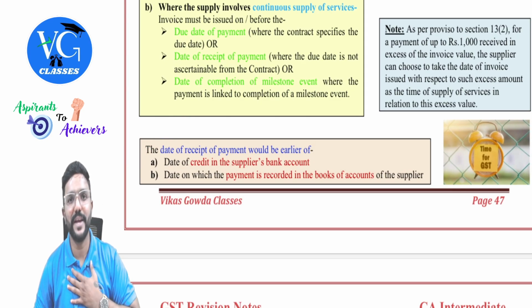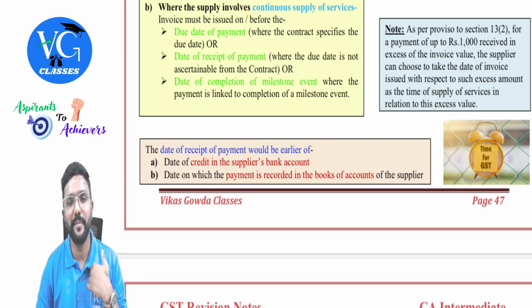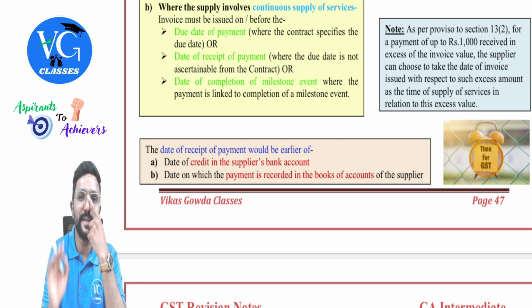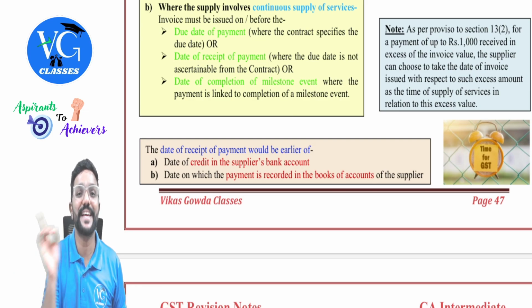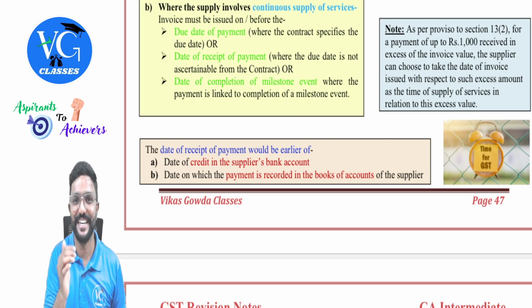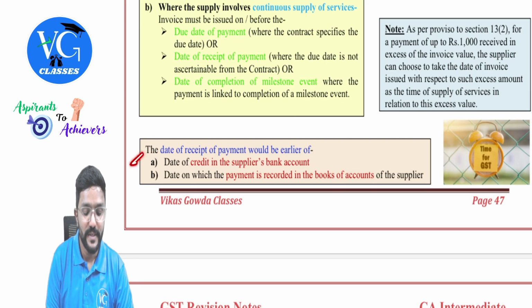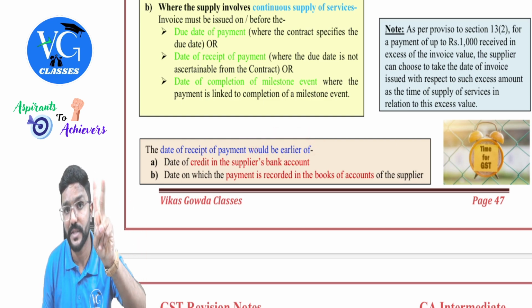Guys, assume I am supplying services to you and the services are taxable under forward charge mechanism. Now, will you make payment to me or should I make payment to you? You will make payment to me. So, the supplier is receiving the payment. When the supplier is receiving the payment, will his bank account be debited or credited? Credited. So, the balance will increase. So, it will be credited. Yes. So, the date of receipt of payment would be the earlier of, this is from the supplier's point of view, for subsection 2.